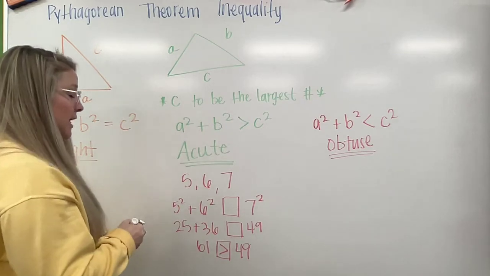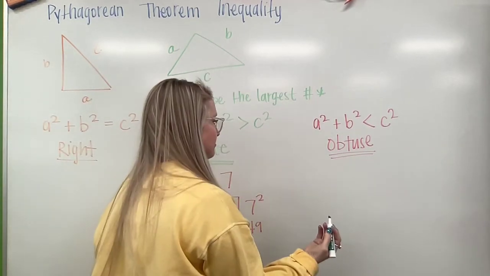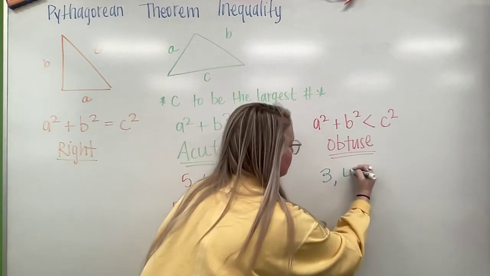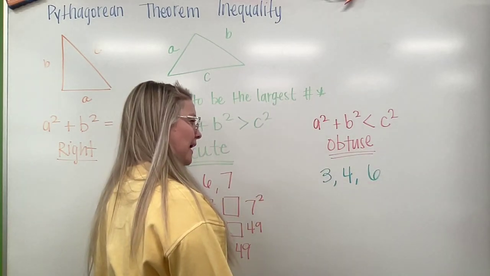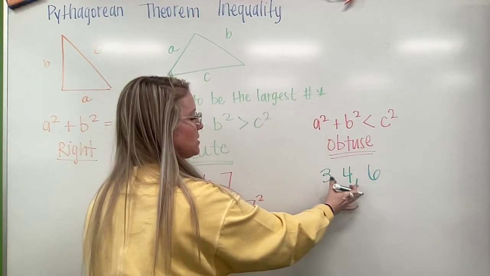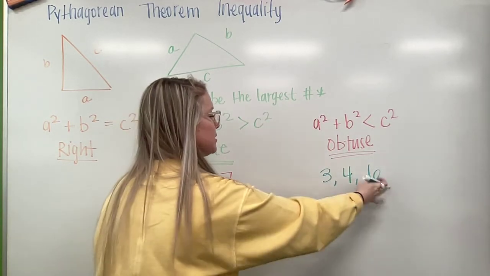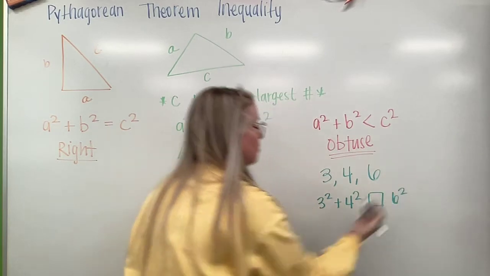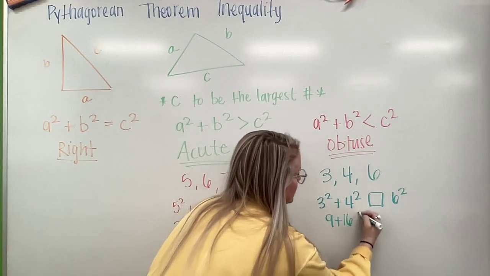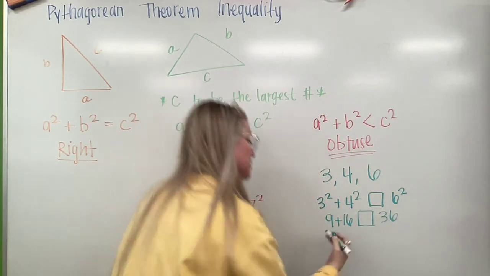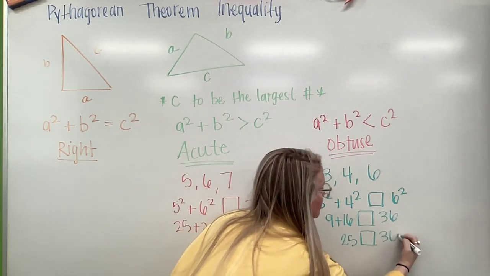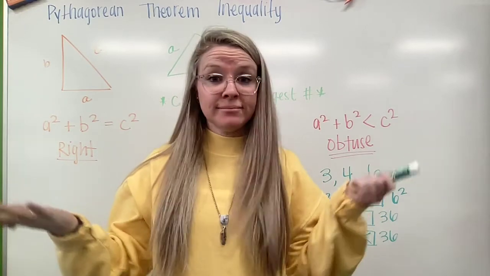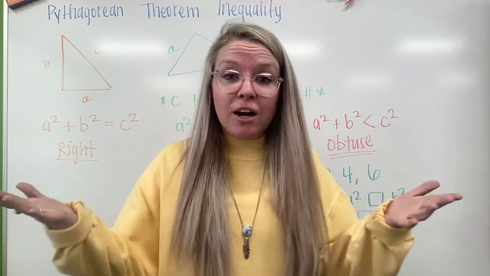Let's go ahead and test this one. Let's do 3, 4, and 6. So 6 is the bigger number. Again, we can test: 3 plus 4 is bigger than 6, 6 plus 4, 3 plus 6. Yeah, we're good. So 3 squared plus 4 squared, and we're going to compare that to 6 squared. That's 9 plus 16 compared to 36. So 25 compared to 36. 36 is definitely bigger, so we have an obtuse triangle. Okay? Good luck. Go forth. If you have questions, let me know.